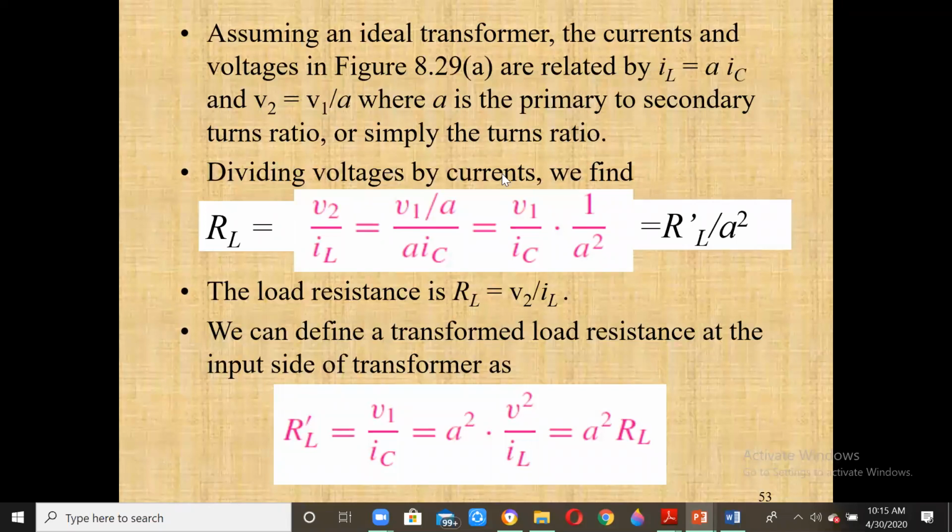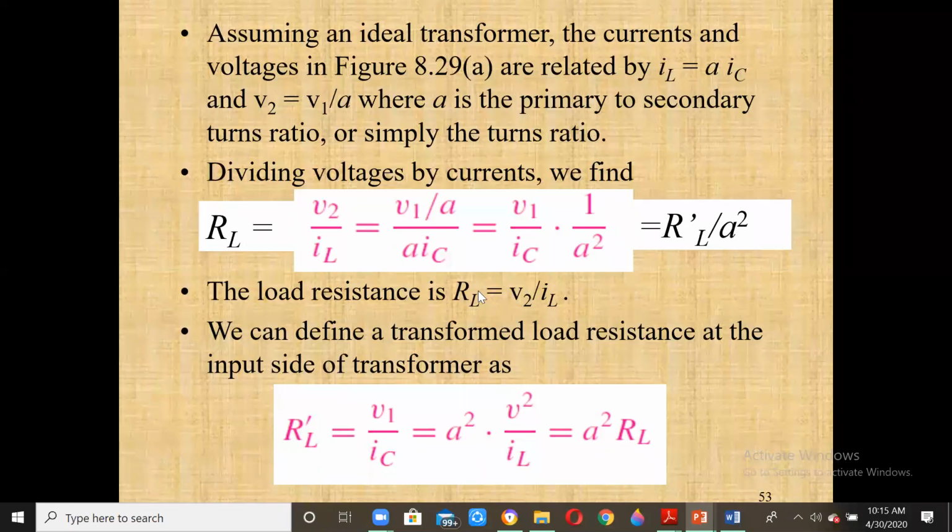So dividing voltage by current, we get RL equal to V2 by IL. The RL is the output load, and it will be the output voltage divided by the output current. The output voltage will be V1 by A, and the output current IL will be equal to A into IC. So on the whole, we get input voltage by input current multiplied by 1 by A squared, and that will be RL dash divided by A squared. So indirectly, RL dash will be equal to A squared RL.